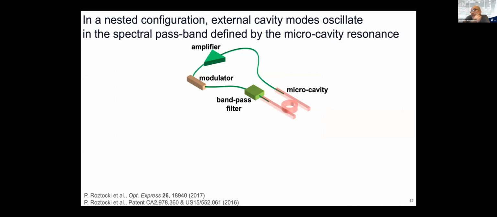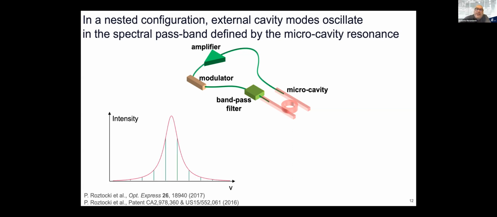So in the nested cavity configuration, we have actually two cavities. One is the microcavity, which has a large free spectral range, and one is the long external cavity. Being long, the free spectral range is much smaller. So if you look at one of the resonances of the microring resonator, you will see all the modes coming from the long cavity oscillating inside.